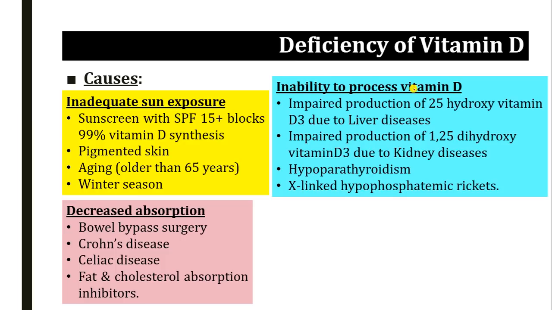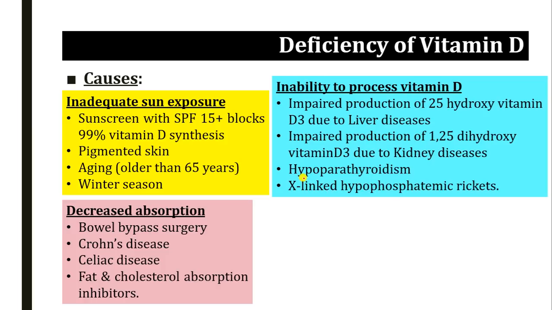Or inability to process vitamin D. Vitamin D synthesized in our body or taken in the diet is called calciferol, that is the inactive form. It is activated through two steps. One is in the liver, second is in the kidney. So whenever there is an impaired production of 25-hydroxycholecalciferol due to liver disease or kidney disease, there is an impaired production of calcitriol. So in that case, there is a chance of deficiency of vitamin D.